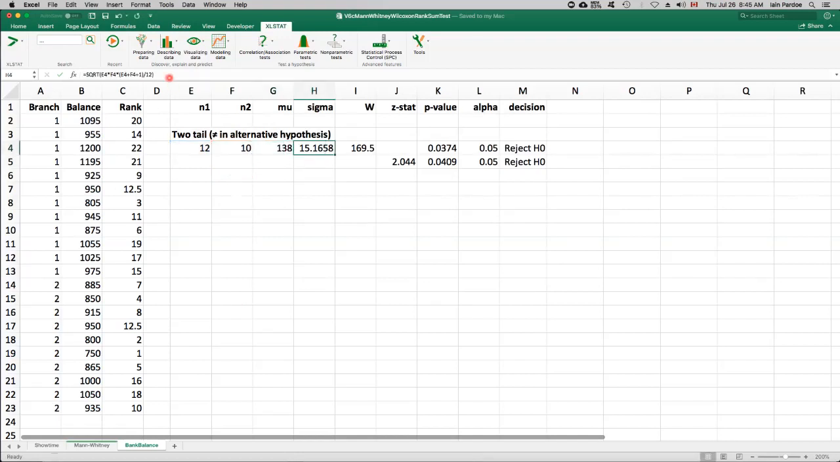And then sigma, again, it's a more complicated formula based on the sample sizes. W, so this is the sum of the ranks in sample 1. Okay, so these ranks here are added up and comes to 169.5. So we can apply the Mann-Whitney-Wilcoxon Rank Sum test using XLSTAT like we did in the previous example. And actually, let's just do that for illustration.